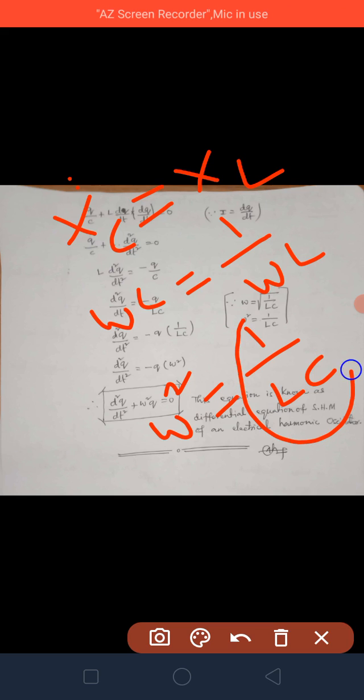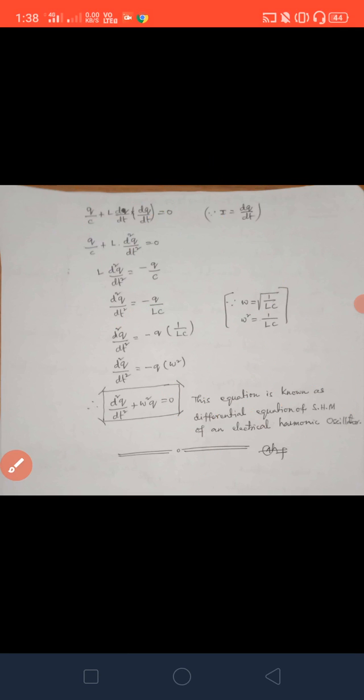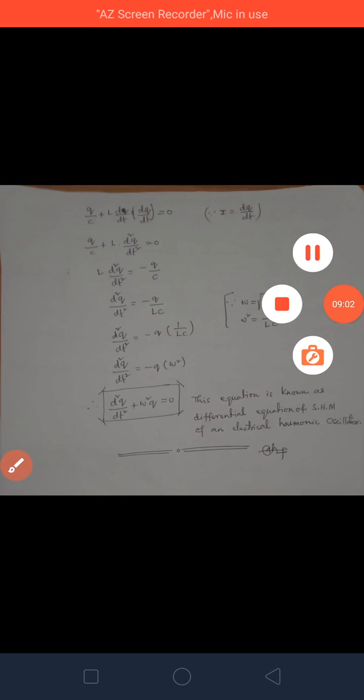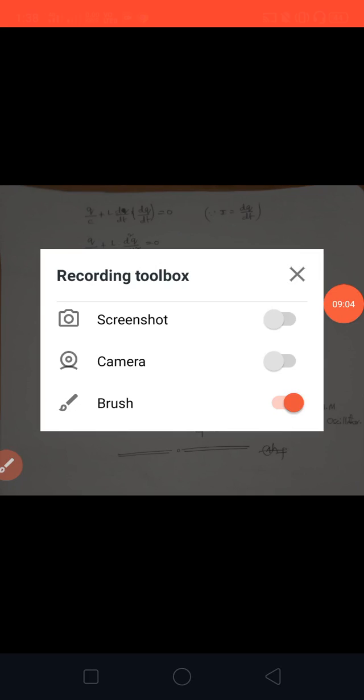Okay, then omega square we can write here, omega square is equal to 1 by LC. Clear? So here we need to have the 1 by LC. Instead of 1 by LC we can write omega square. Clear? I hope you understand. Yes, 1 by LC is nothing but omega square.